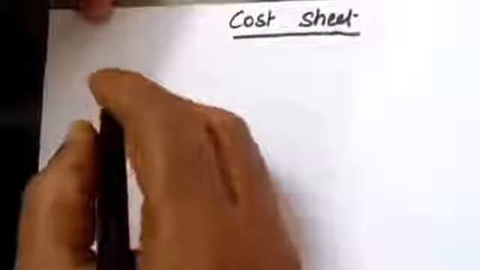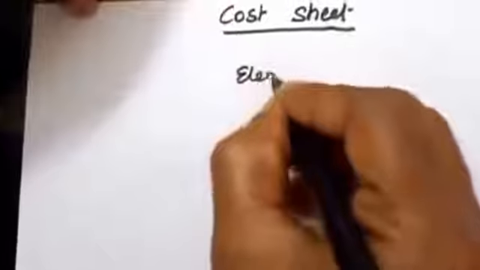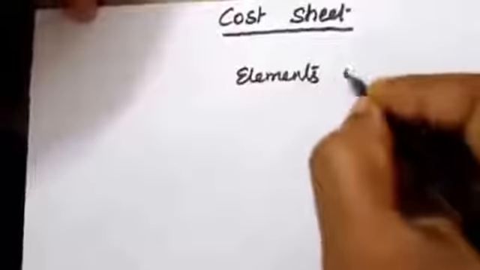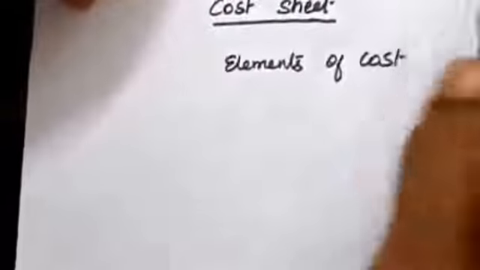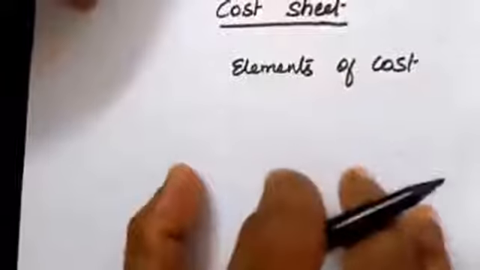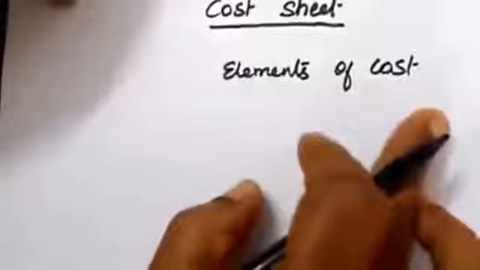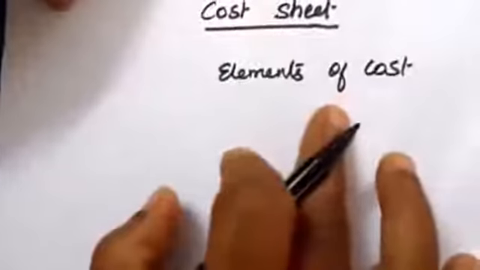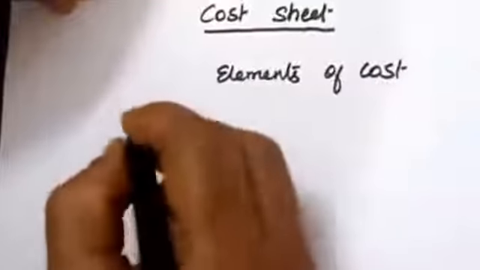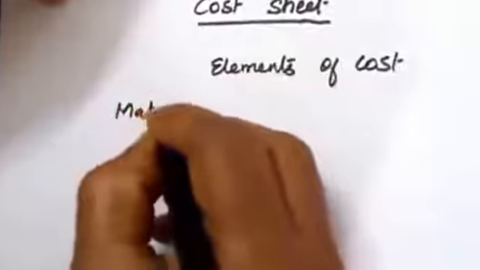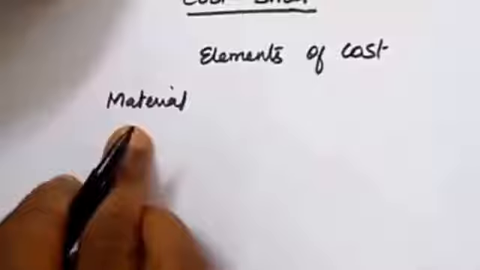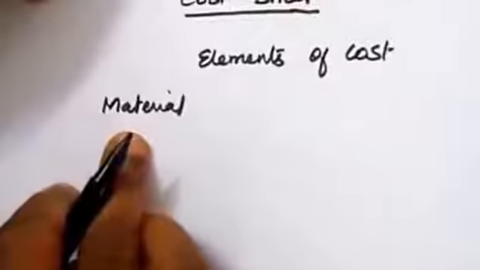First one, let us see the elements of cost. Elements of cost means all the costs involved in the production process, that combinedly called as elements of cost. So generally cost can be classified into three categories. First one, material. Material cost is incurred at the time of acquiring the raw material from the supplier. That cost is called material cost.